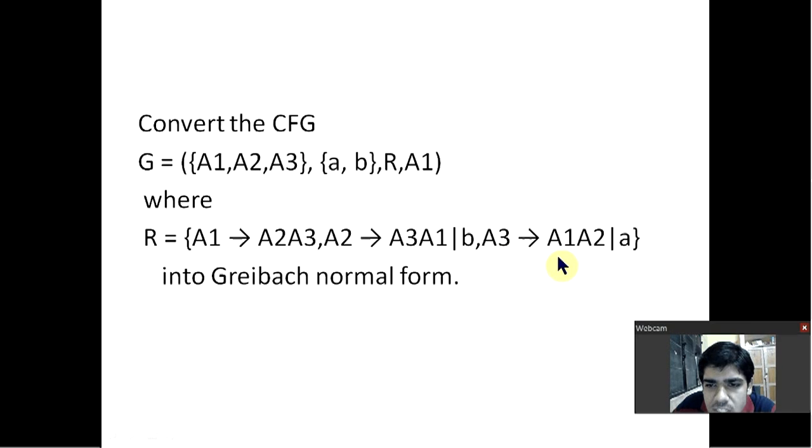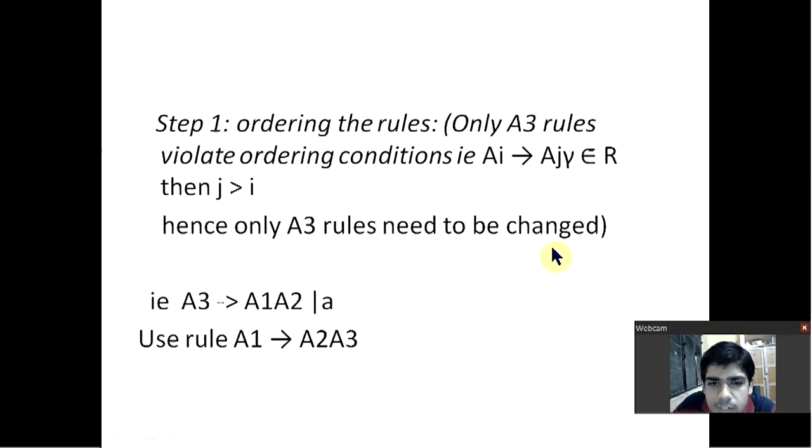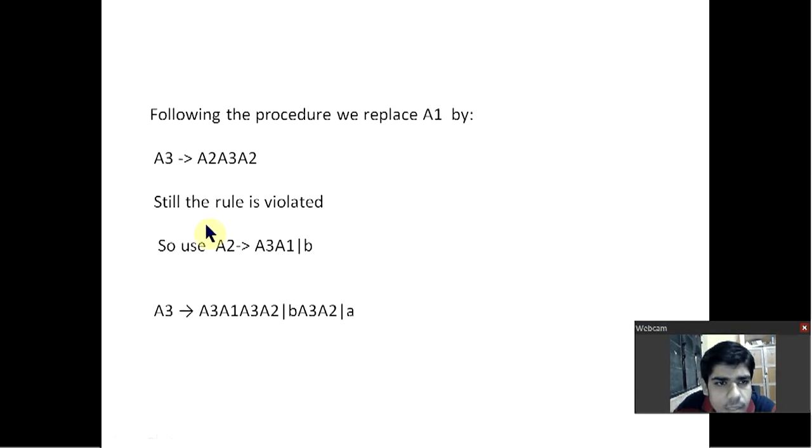We have to change this rule by substituting the value of A1 from here and again substituting the value of A2 from here, so that the ordering rule is not violated. So let us follow the procedure. A3 implies A1 A2 or A. Using rule A1 implies A2 A3, in this we get A3 implies A2 A3 A2.